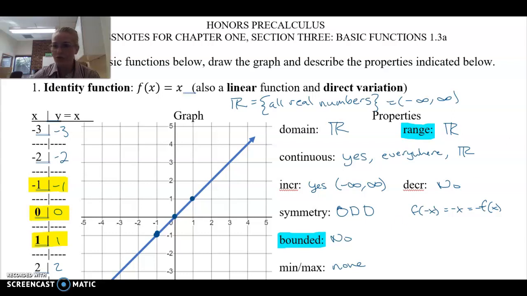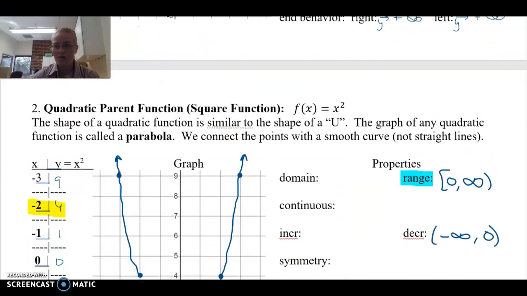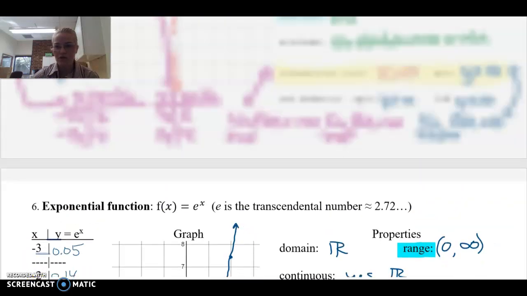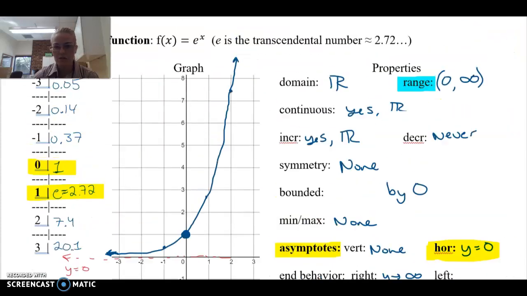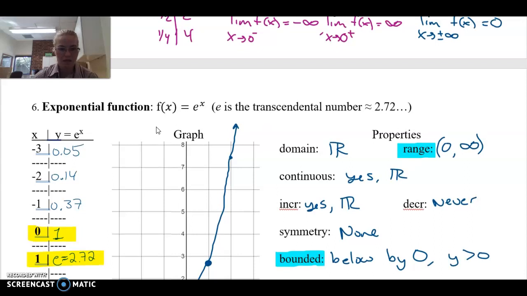All right, so for those of you who wanted a little bit more review on our basic functions, because I didn't get quite to everything in class, I wanted to quickly go over the last few. So starting with the exponential function right here. F of x equals e to the x.